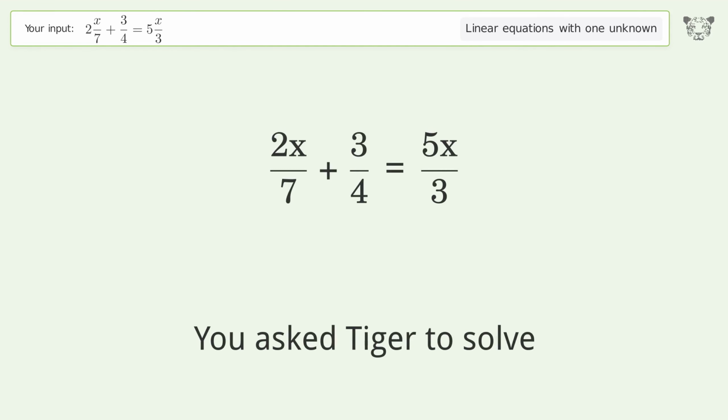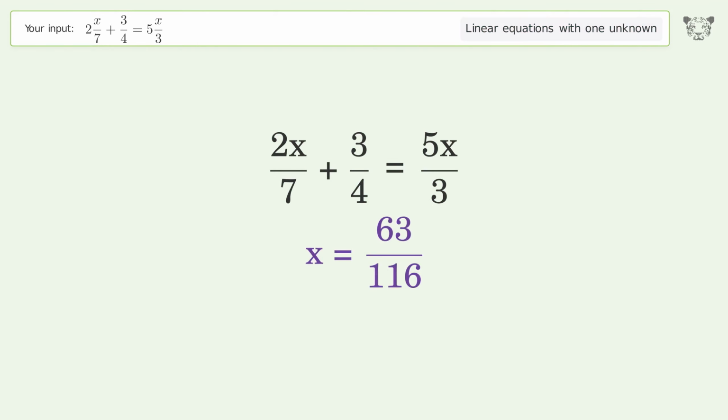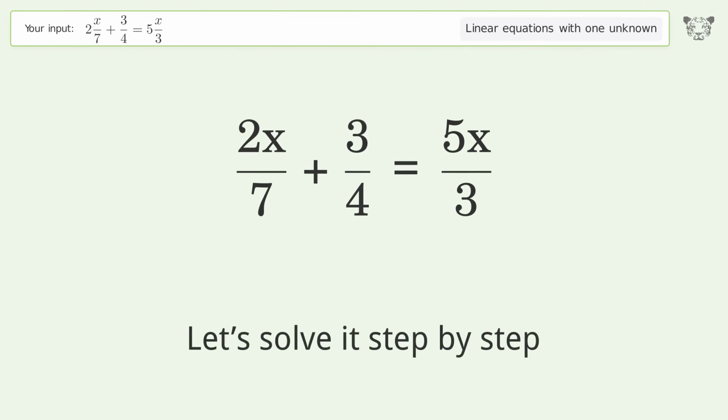You ask Tiger to solve. This deals with linear equations with one unknown. The final result is x equals 63 over 116. Let's solve it step by step.